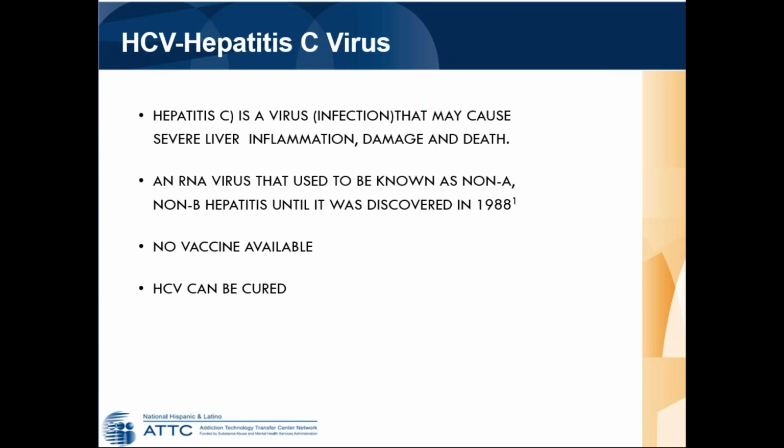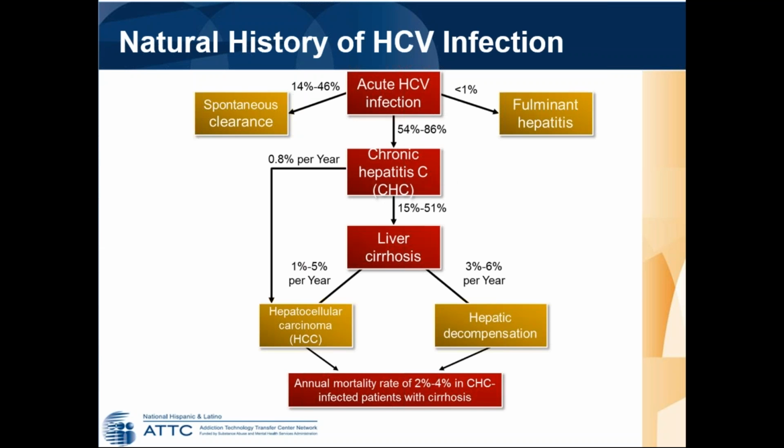There is no vaccine available for hepatitis C, and that's why there are so many people affected by hepatitis C. And there is not that much hepatitis B anymore because there is a vaccine for hepatitis B. And people who have not received that vaccine should get the vaccine. And hepatitis C can be cured, and the cure rates are more than 90 percent with the new treatment modalities that are available right now.